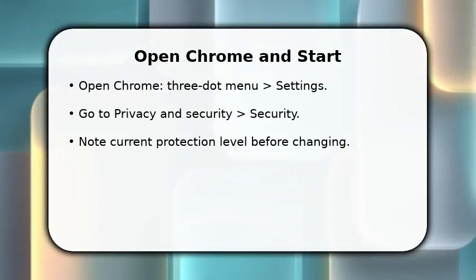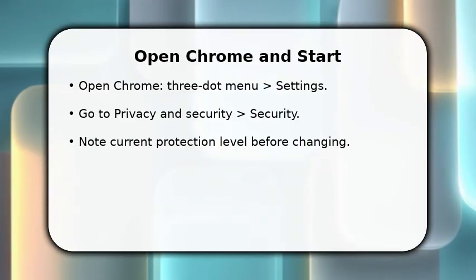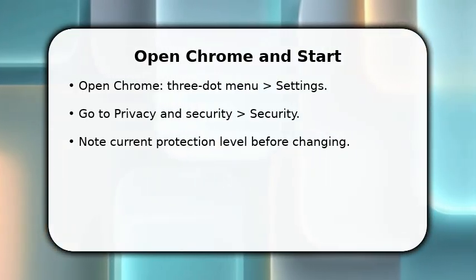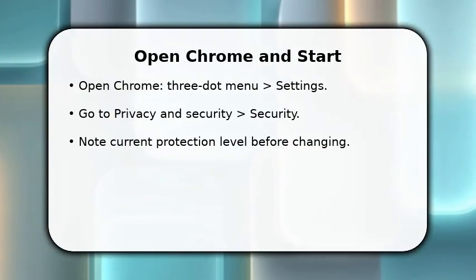You start by opening Chrome and going straight to Settings. This puts you where Controls live. Once in Settings, choose Privacy and Security, then Security.